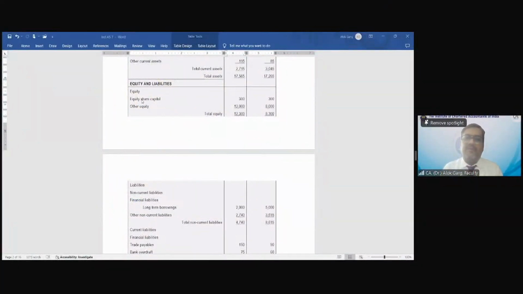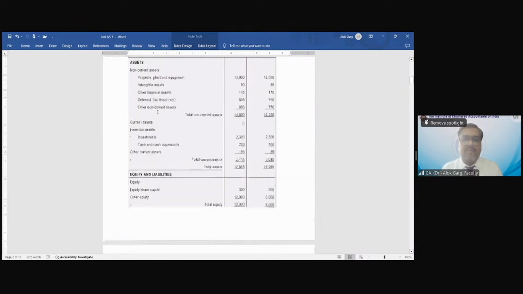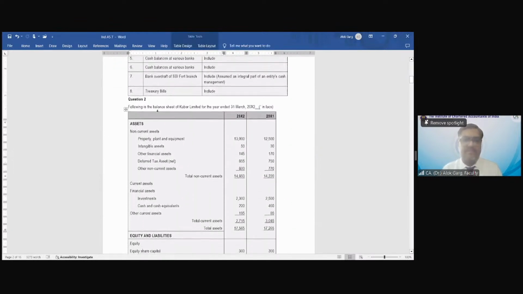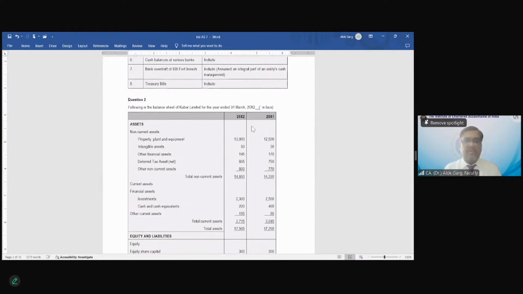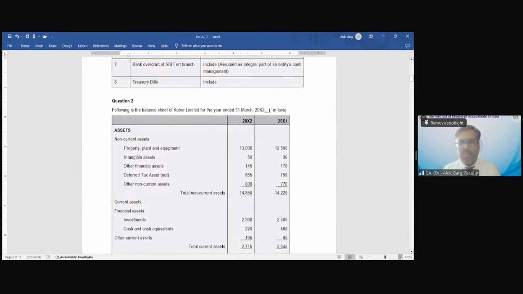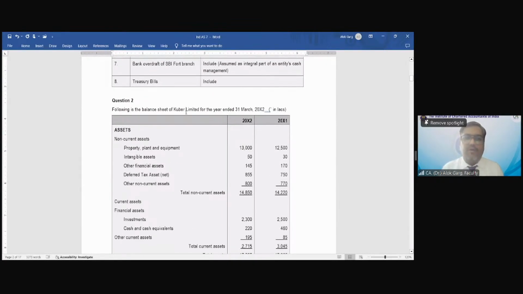We will solve one complete question on cash flow statement, and it is question number 2. In question number 2, the balance sheet is given. Following is the balance sheet of Kuber Limited for the year ended 31st March 20x2. Please note important key points. The amount is in lakhs.